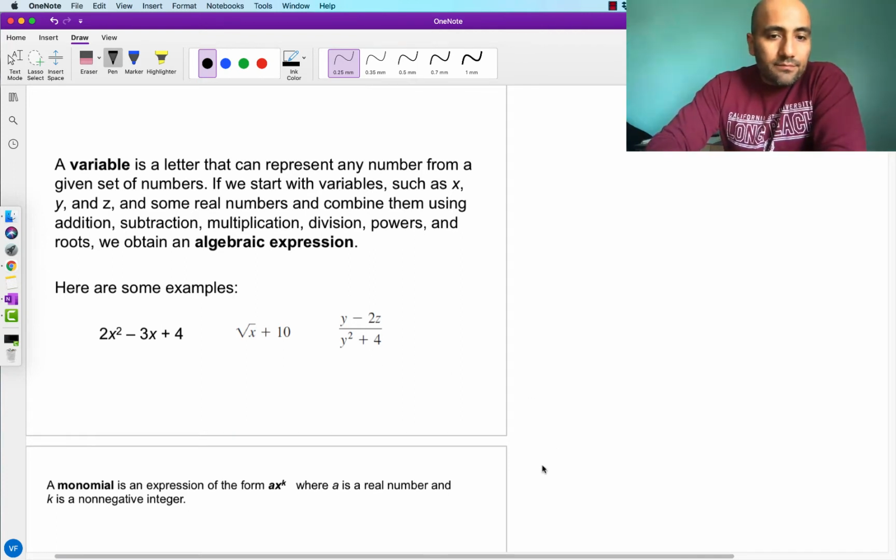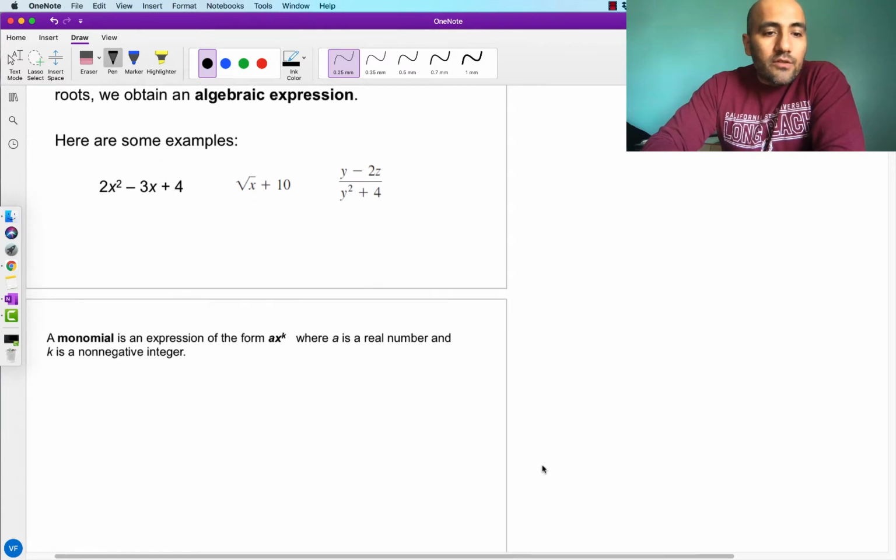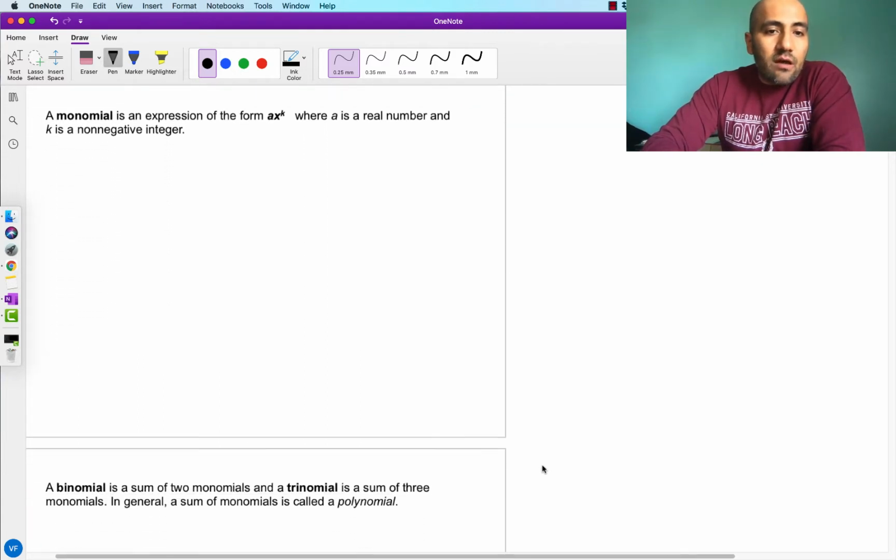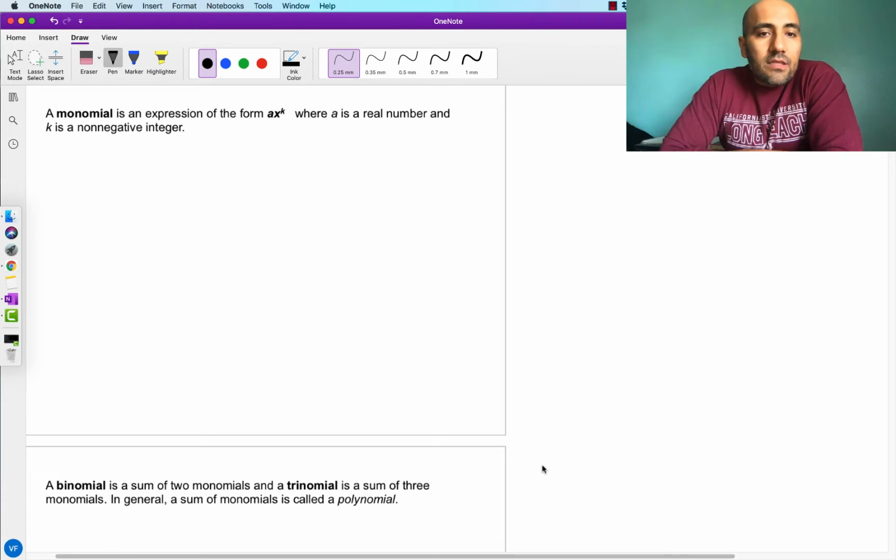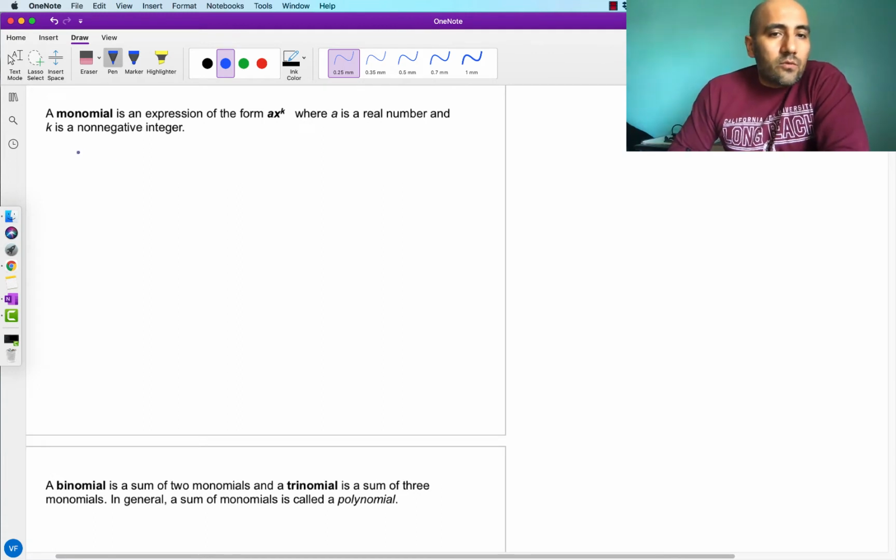Moving on then. A monomial. So a monomial is an expression of the form ax to the power of k, where a is a real number and k is a non-negative integer. A non-negative integer means that it's the positive integers as well as 0. 0 is a non-negative integer, also known as the whole numbers, right? So k is allowed to be maybe 0 or 1 or 2 or 3 or 4, and so on.